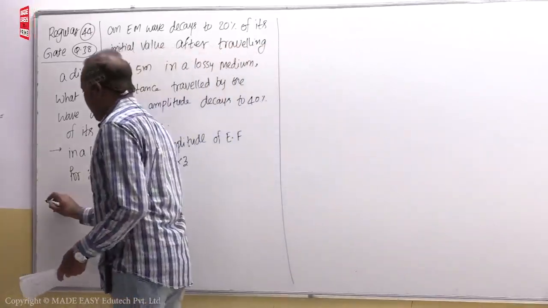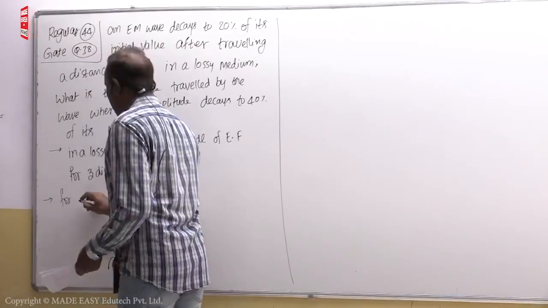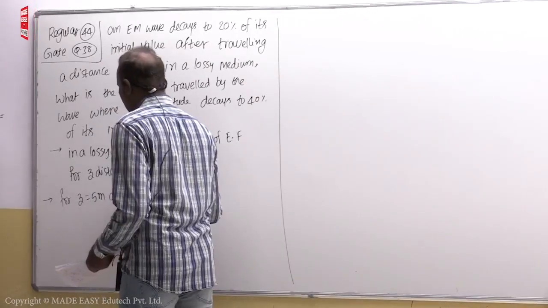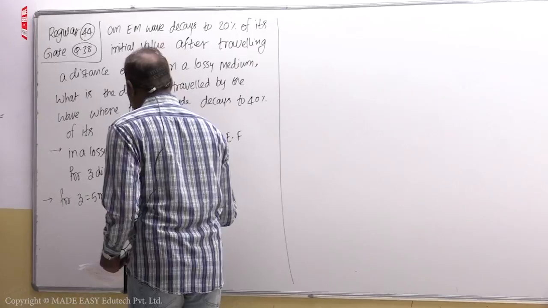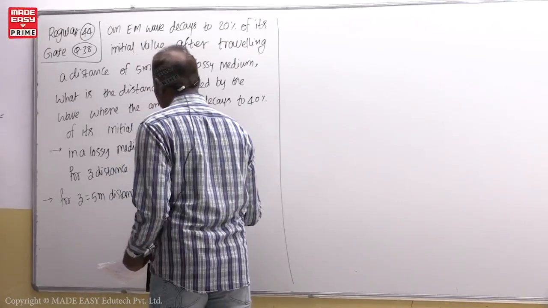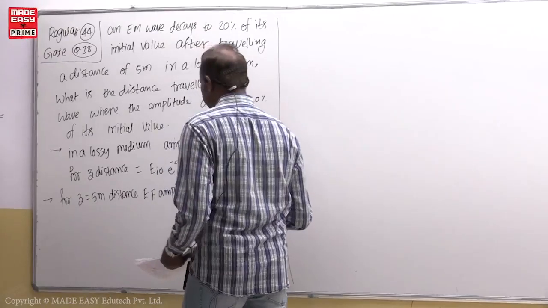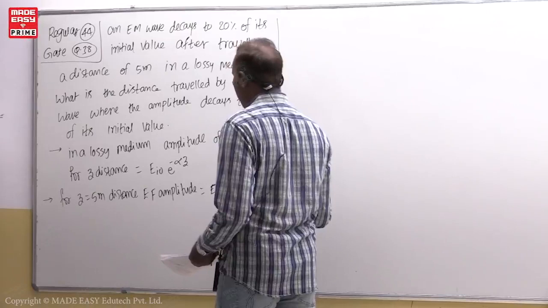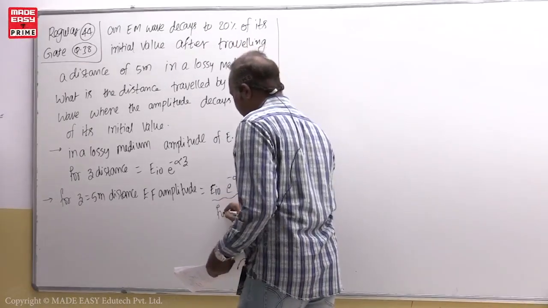Now for z equal to 5 meter distance, the electric field amplitude is equal to E_i0 e power minus alpha into z, with z equal to 5. This is the formula.